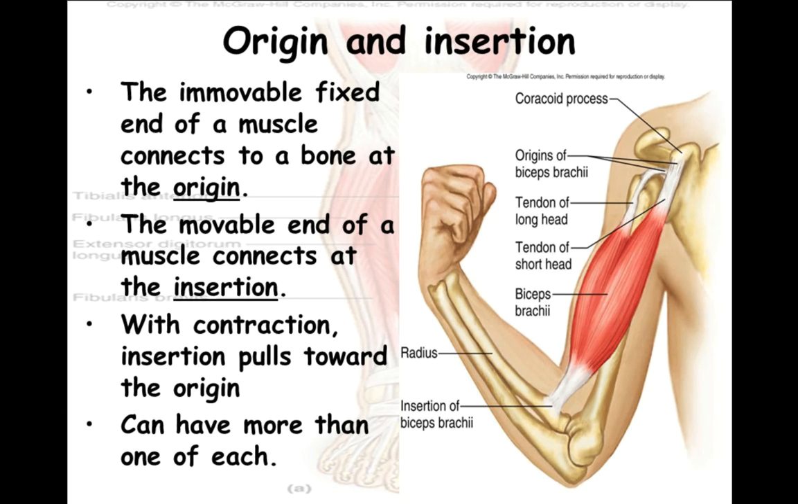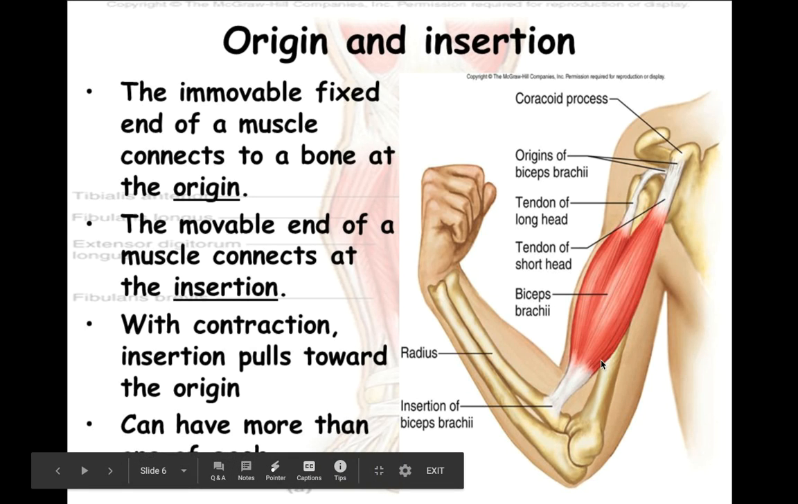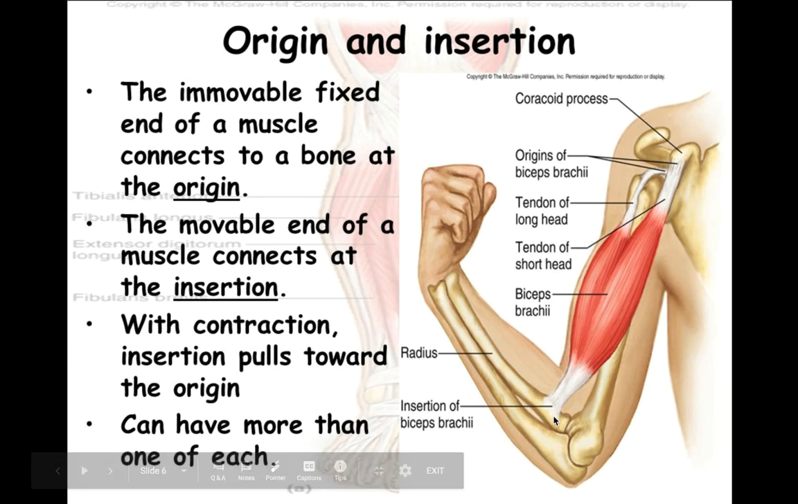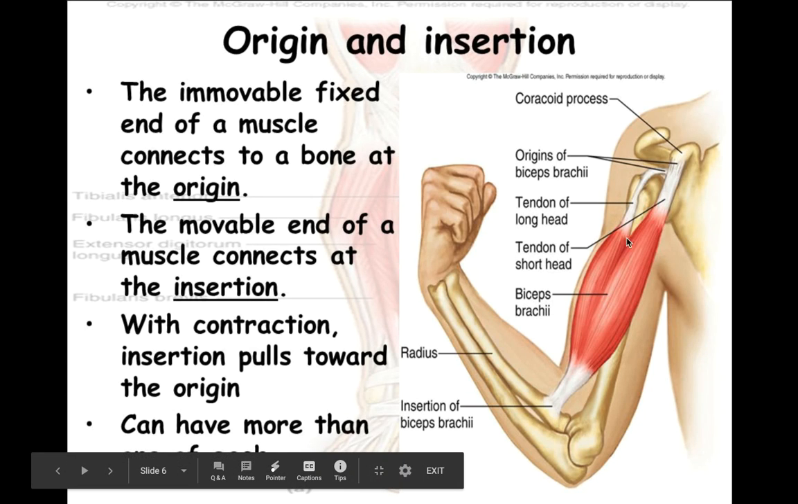And then you can have multiple origins or multiple insertions. So if you look at the biceps brachii, okay, there's two, right? That's where biceps gets its name from. Bi means two. There's two muscles here. And even though they have one insertion, right, they have two origins.